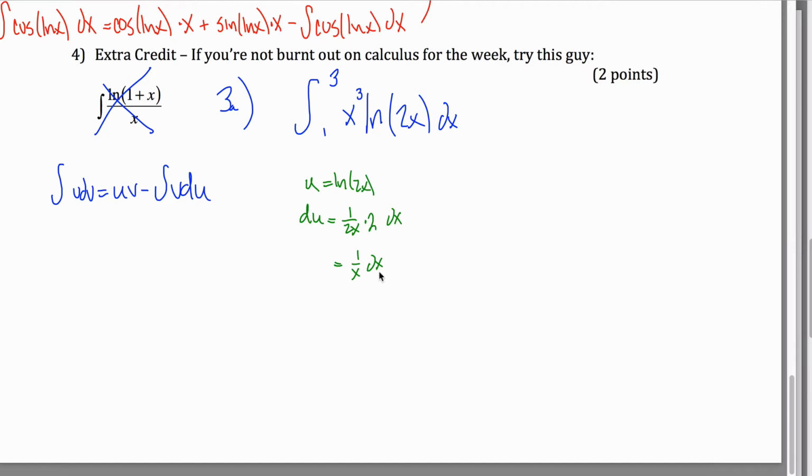And that'll be really handy to have this 1/x dx, because dv is what remains here. So I don't really have any choice. It's x cubed dx. And then I can solve for v by taking the antiderivative, which is 1/4 x to the 4th power. Then if I plug things into this formula, I'll solve for the indefinite integral first, so I don't have to worry about the boundaries. So the integral of x cubed natural log of 2x dx would be equal to u times v, u being the natural log of 2x and v being 1/4 x to the 4th power. So 1/4 x to the 4th natural log of 2x.